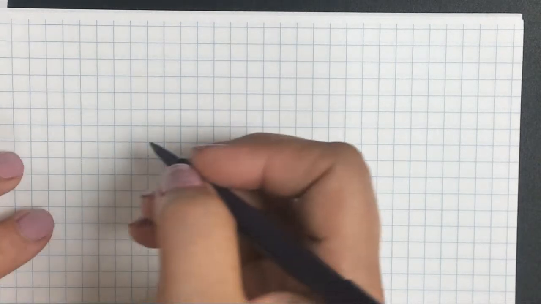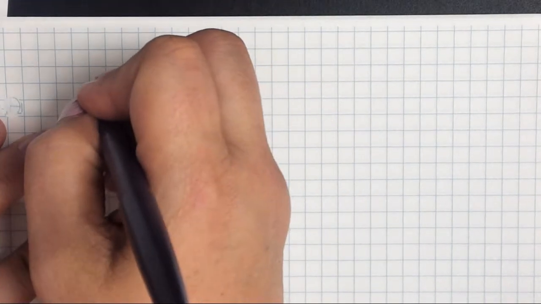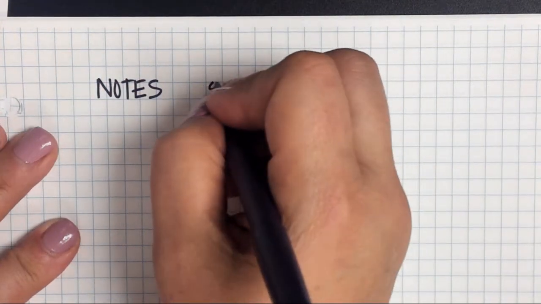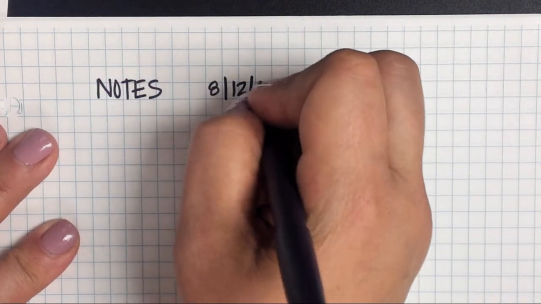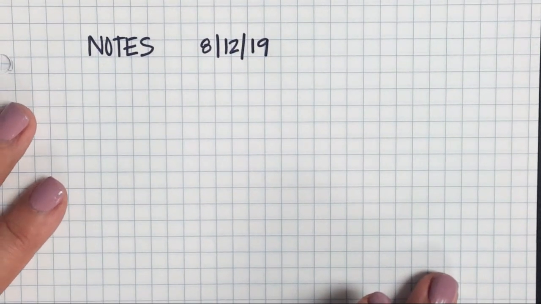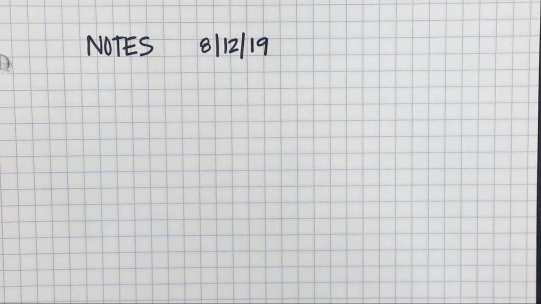Okay, guys. So whenever we start taking notes, I want you to title the top of your page. We're just going to put notes, and then we're going to put today's date. So these are our notes for August 12th, 2019. Okay? And we're going to start off with some vocabulary.